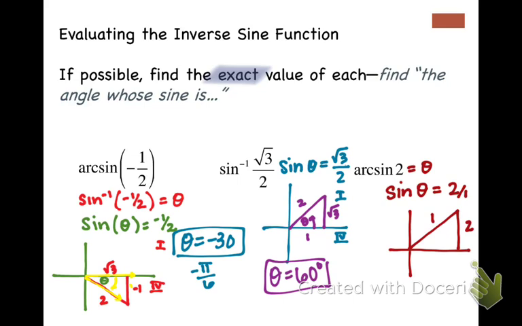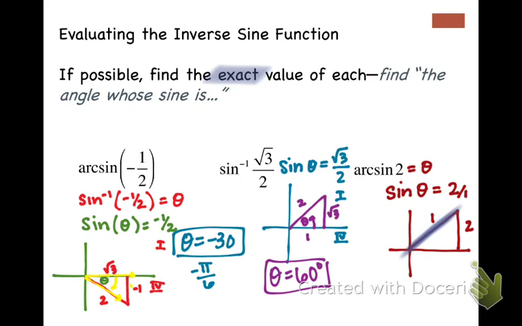There's something wrong with that triangle right there. Something wrong with that triangle. Remember, this is a right triangle. In a right triangle, your hypotenuse has to always be the longest side. Do we have that here? No. We have the hypotenuse as 1 and my opposite side is 2.